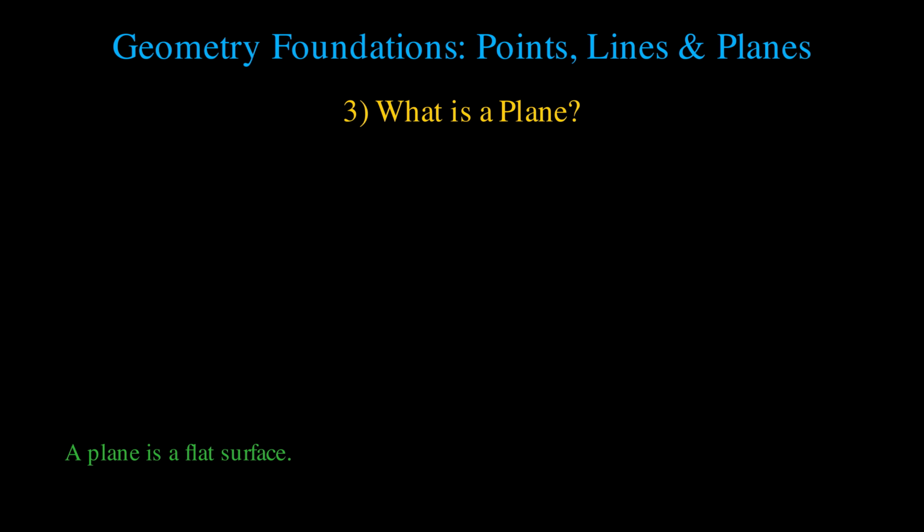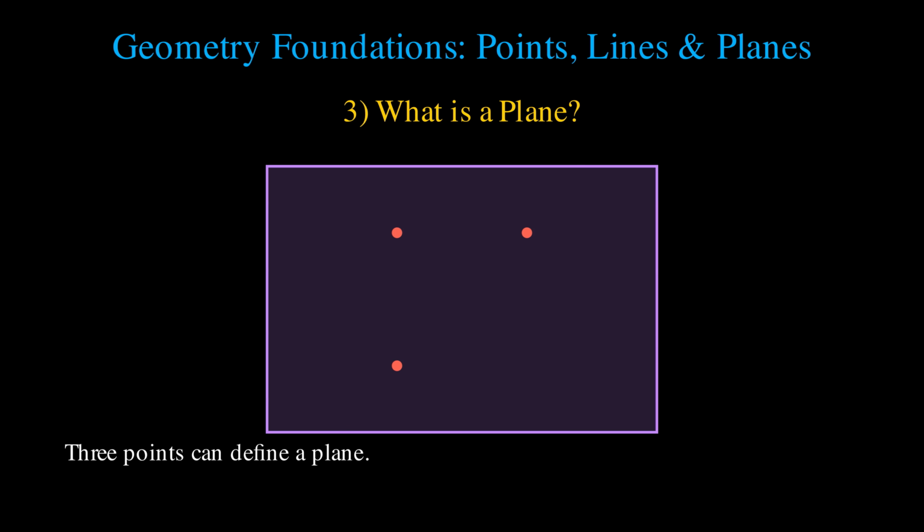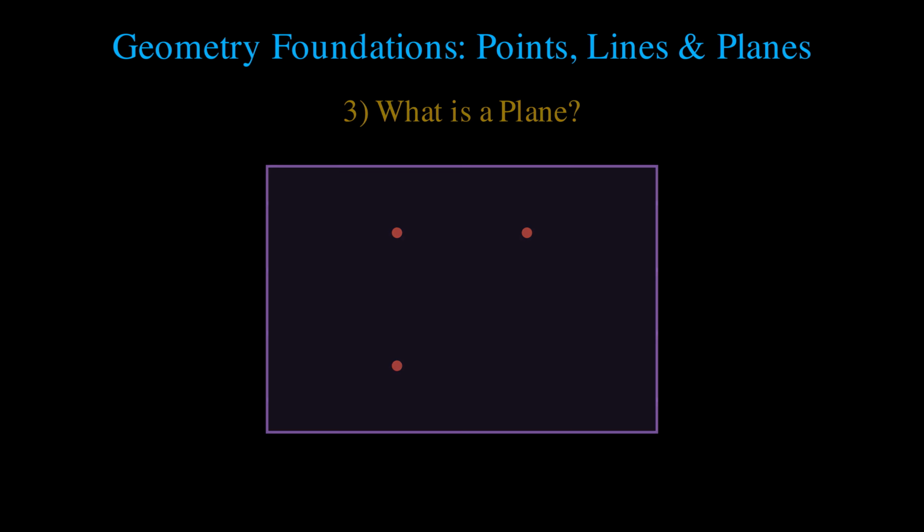A plane is a flat surface that stretches forever in all directions. A plane can be described using 3 points that are not in a straight line. When 3 points lie on the same flat surface, they help define that entire plane. So a plane is basically an infinite flat surface.